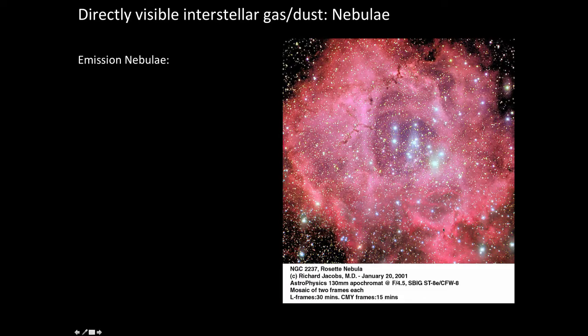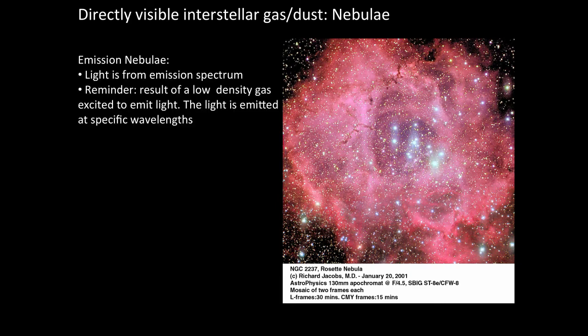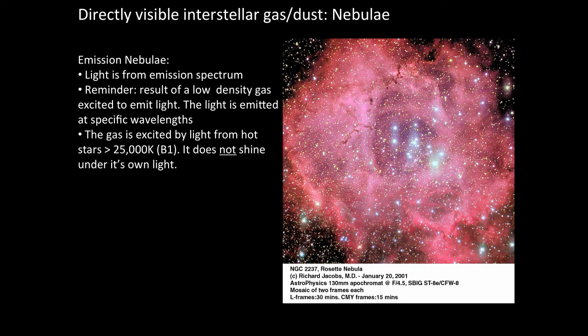Here is an example of the Rosette Nebula, and this is the first type of nebula we'll discuss, an emission nebula. So what you're seeing here is gas surrounding stars that is emitting light, and the light from the gas is light from an emission spectrum. Now, just a reminder, an emission spectrum is the result of a low-density gas that is excited to emit light at specific wavelengths. In this case, the gas is excited by light from hot stars. So all the bright stars in the picture here, a lot of them are massive stars with surface temperatures of more than 25,000 degrees Kelvin.